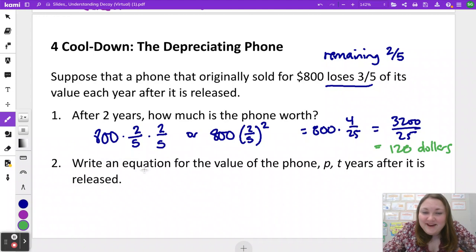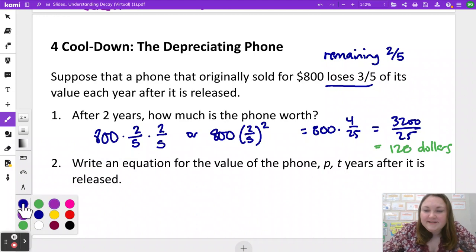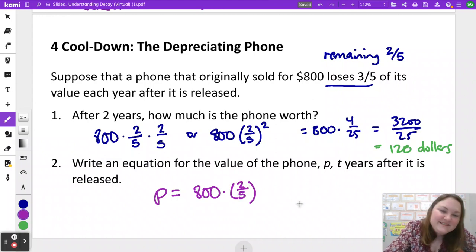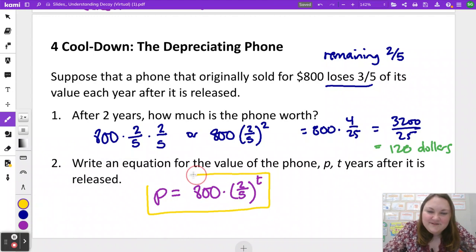Number 2 is asking us to write an equation for the value of the phone. We're calling the value of the phone t years after it was released. So for this one here, my value of my phone is going to equal the $800 it starts with. And then we are multiplying by the fraction that represents the value of the phone after each year. That's 2/5. And then I'm multiplying 2/5 every single time a year goes by, so that would be t times for the t years. This equation right here would represent the story, and is an exponential equation.